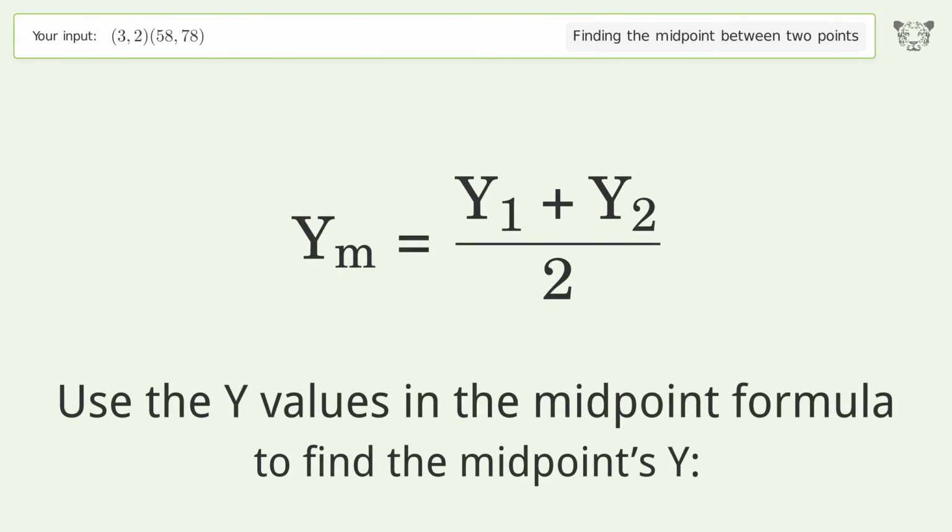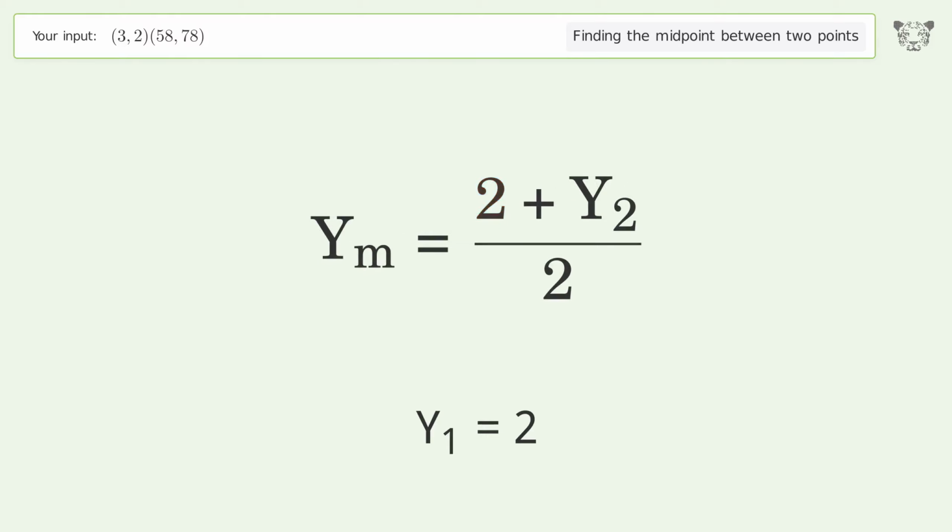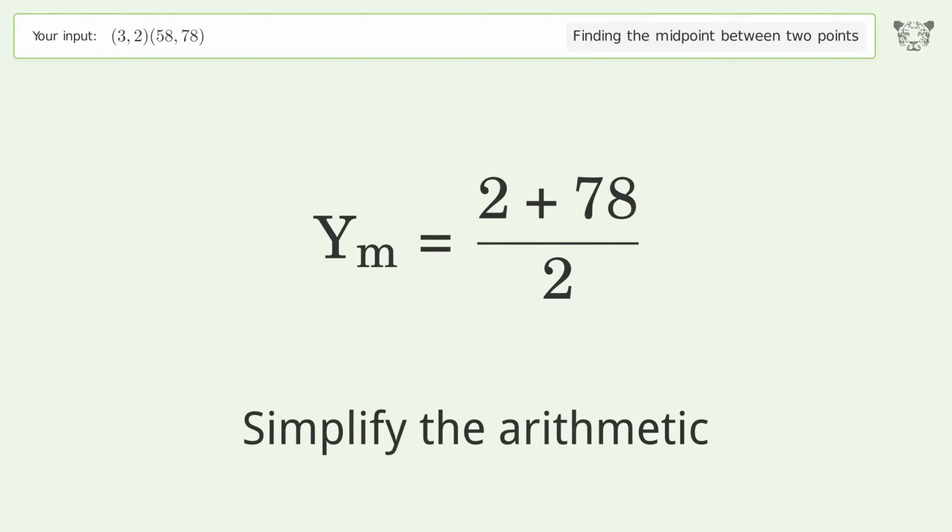Use the y values in the midpoint formula to find the midpoint's y. y1 equals 2. y2 equals 78. Simplify the arithmetic.